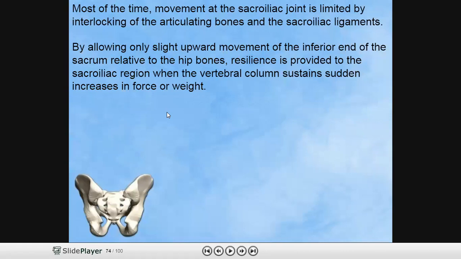Most of the time, movement of the sacroiliac joint is limited by the interlocking of the articulating bones and the sacroiliac ligaments. By allowing only slight upward movements of the inferior end of the sacrum relative to the hip bones, resilience is provided to the sacroiliac region when the vertebral column sustains a sudden increase in force or weight.